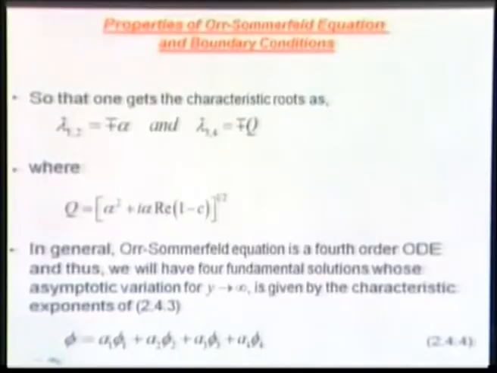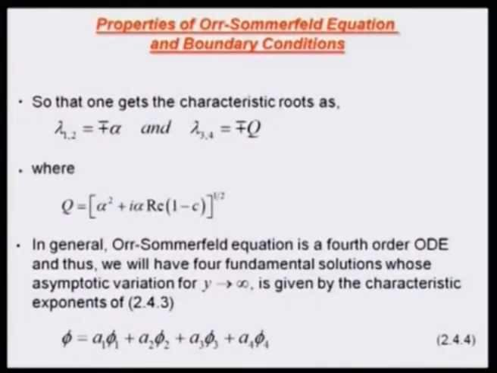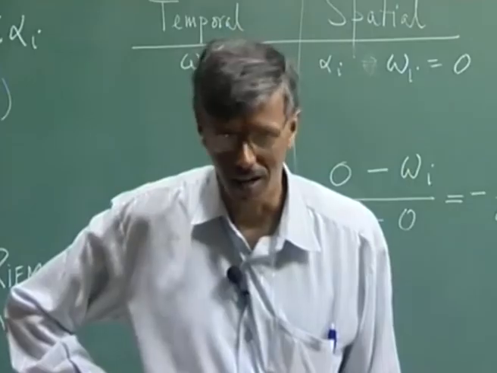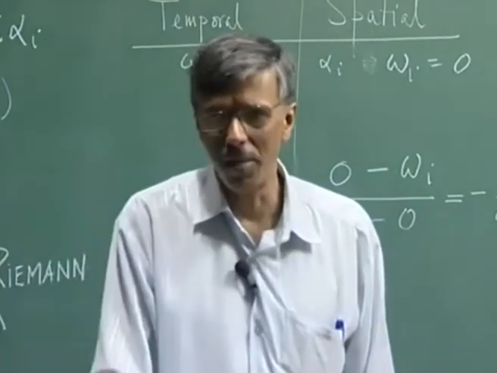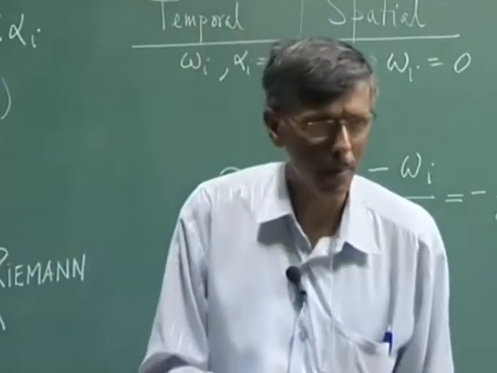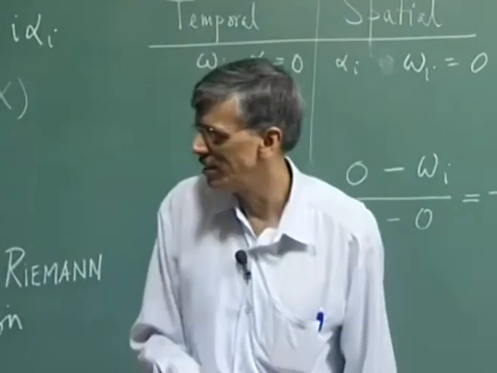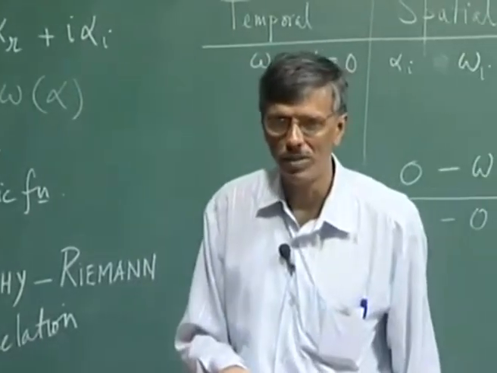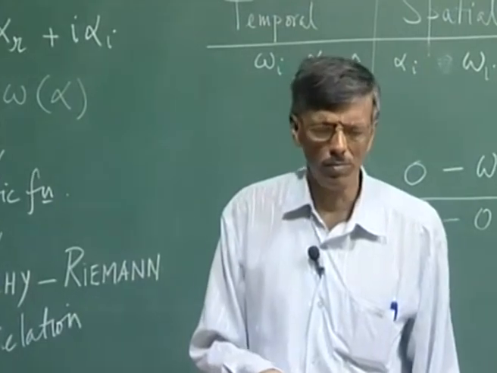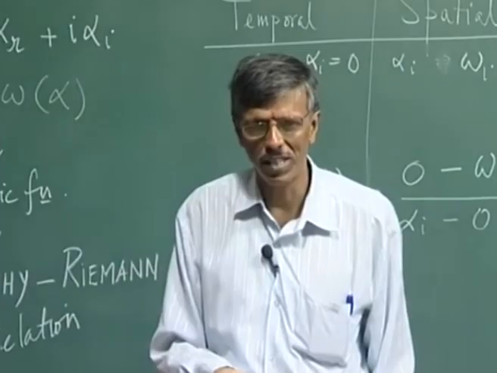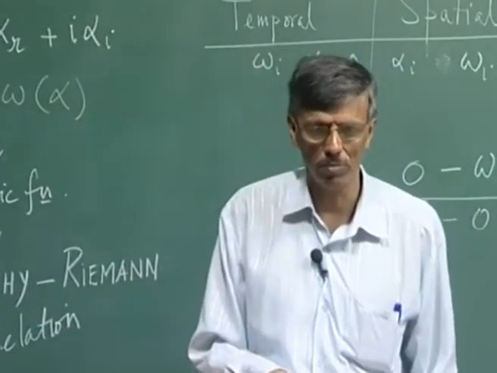Now, there is no reason on earth to expect that alpha is going to be only positive. Alpha is complex, but its real part can be positive as well as negative. For the time being, for the ease of understanding, let us talk about the real part of alpha being positive. Okay. What happens if the real part of alpha is negative? What do you expect to happen?